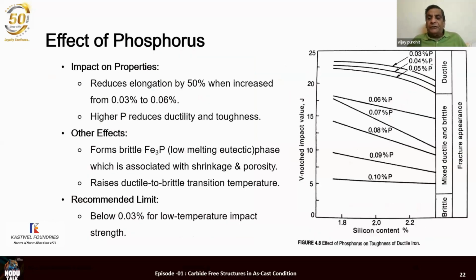So this is the effect of phosphorus on the fracture resistance. Phosphorus in ductile iron should be 0.03 maximum, 0.04 and up to 0.05 depending upon the silicon content. In mixed ductile and brittle, it can go up to 0.06, 0.07. You will have a mixed structure. And very brittle ductile iron if the cellular phosphorus goes beyond 0.1%. Next, please.